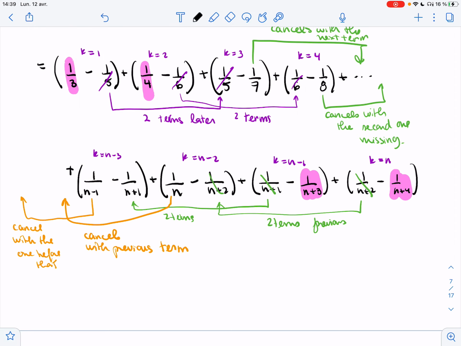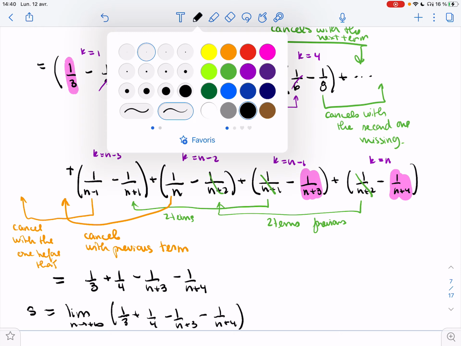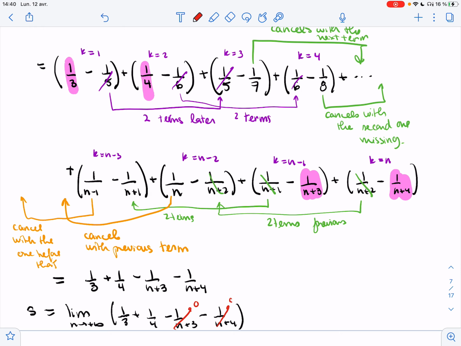So S_n is equal to 1/3 plus 1/4 minus 1 over n plus 3 minus 1 over n plus 4. And so S, which is the limit as n goes to positive infinity of S_n, will be the limit of these. The last 2 terms go to 0 because I have 1 over infinity. So I get 1/3 plus 1/4, which is 7/12. So the series converges to 7/12.